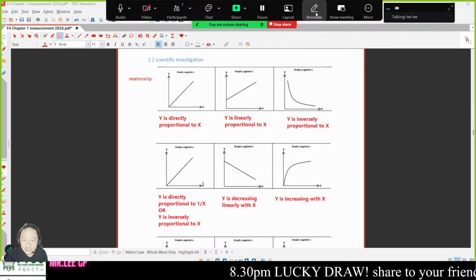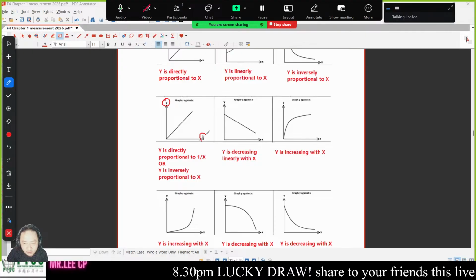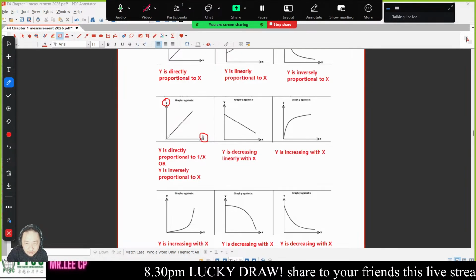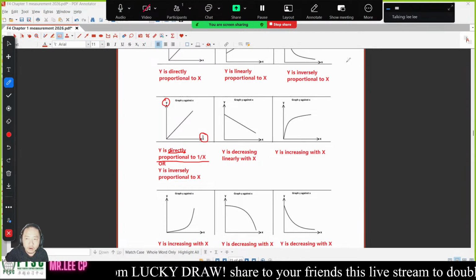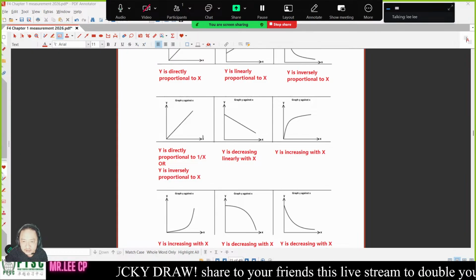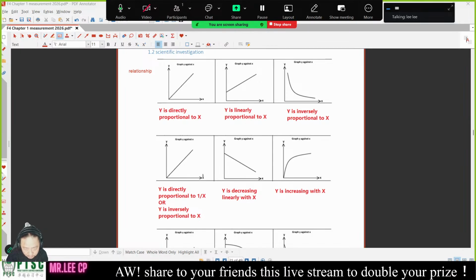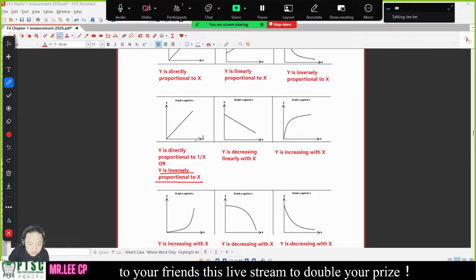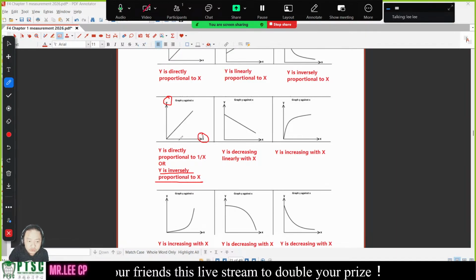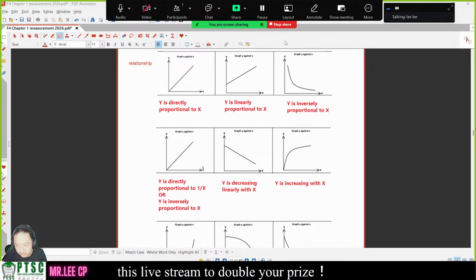Now if the graph comes this way, this one is y, this is 1 over x. So we can say y is directly proportional to 1 over x. Previously it was y and x, but this one is 1 over x. So this is directly proportional to 1 over x, and it can also be called y is inversely proportional to x. In other words, this one and this one, the graph is the same.